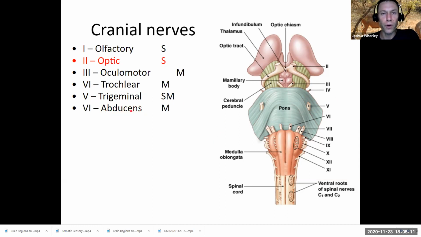The abducens, abduct, right? Abduct, you've seen this before. So the abducens is another pure motor nerve associated with the eye, and it's causing my right eye to abduct, to look out to the side. Now my left eye is abducting, right, out to the side.